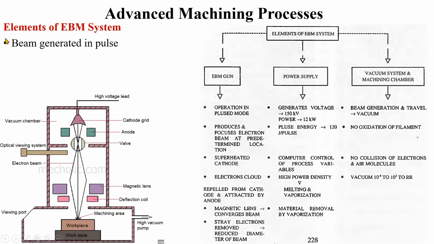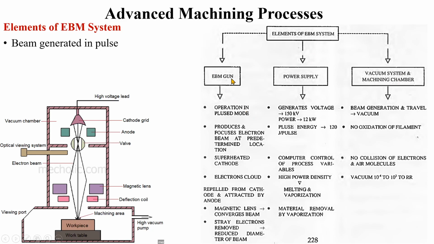Now we will look into the details of the different elements present in the electron beam system. I have already explained the setup of the EBM machine. So we have different elements like the machining chamber and the EBM gun. With respect to the EBM system, those are the electron beam machining gun, power supply, vacuum system and machining chamber. So we are adding one more element, which is the power supply.